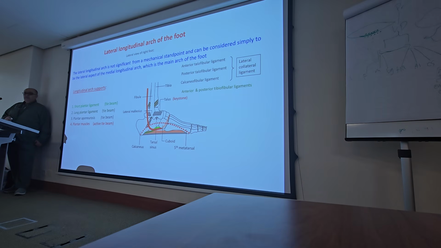So these are the passive supports. Now the active support, we have this fibularis longus tendon, and then fibularis brevis tendon. Are we good? So these are the two dynamic supports for my lateral longitudinal arch. Clear to everyone?